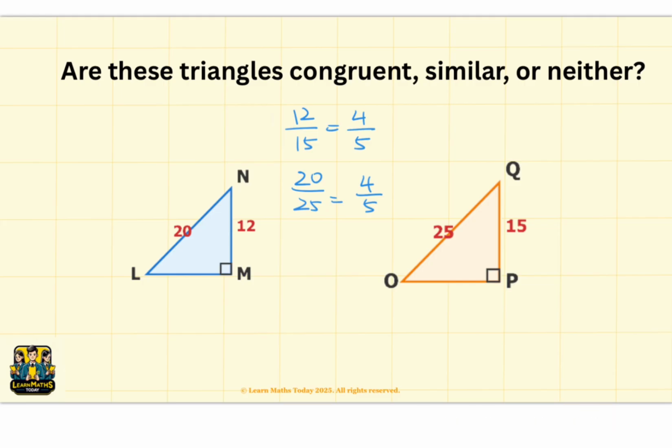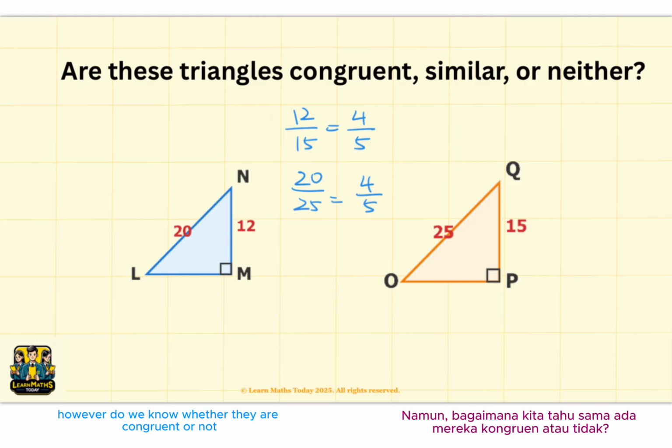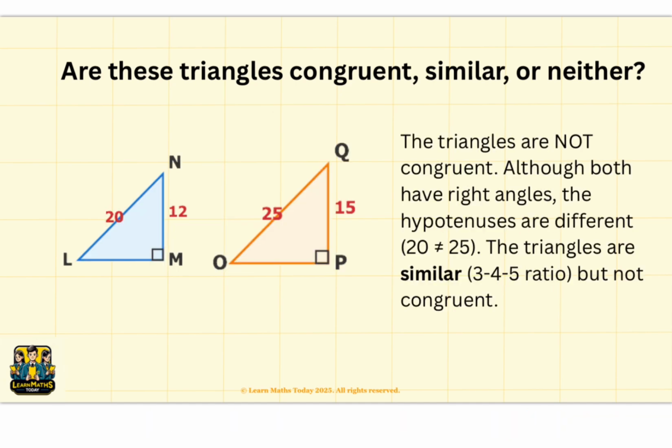Since we know that the sides are all proportional with the same factor of 4 over 5, these triangles are definitely similar. However, do we know whether they are congruent or not? They are definitely not congruent. Even though they have the same right angle, they have different hypotenuses and they have different lengths on the sides. Therefore, the triangles are similar, but they are not congruent.